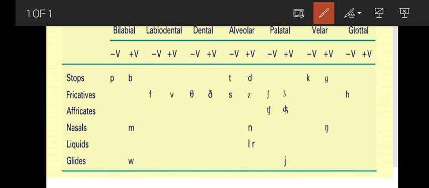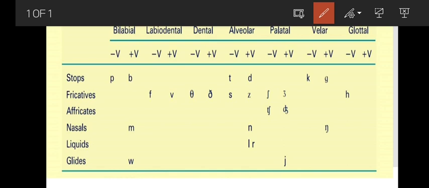Fricatives are those sounds which involve almost blocking of the air stream. Your air stream is blocked, but there is no explosion or plosion like in the sounds of stops. The air stream is released from a narrow opening. When you pronounce these sounds, you will be able to feel the air being pushed out from your mouth.